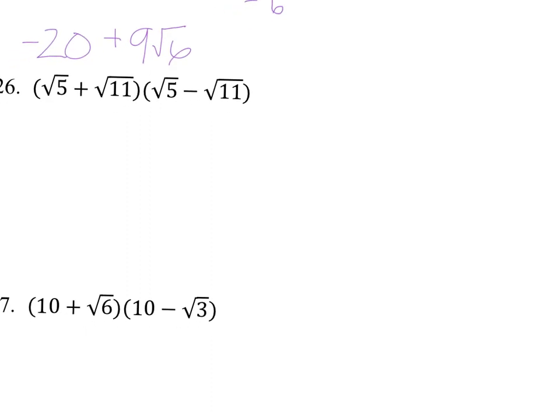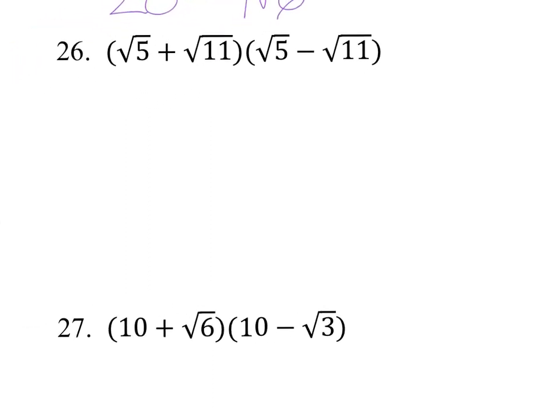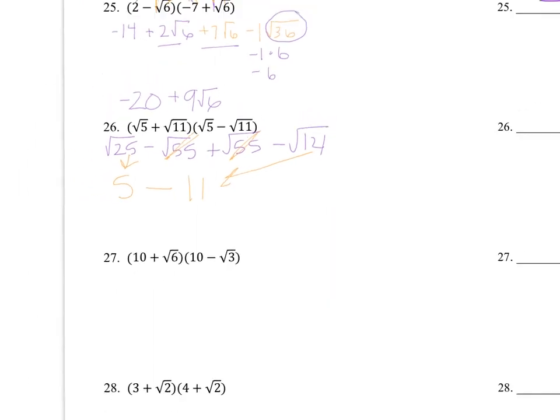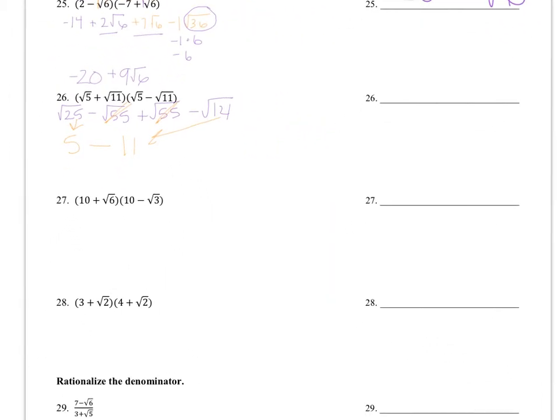Next one. So I'm going to give you the first, outside, inside, last. One thing maybe you noticed from the get-go, these are the same two numbers, but different signs in the middle, so they're conjugates. And conjugates will always make your two middle terms completely cancel. So what I really have here is 5 subtract 11, because the square root of 25 is 5, and the square root of 121 is 11. So I have 5 minus 11, and 5 subtract 11 would give me a negative 6.